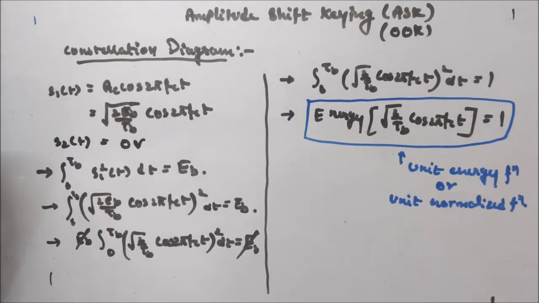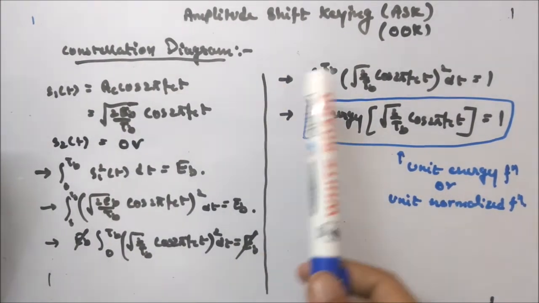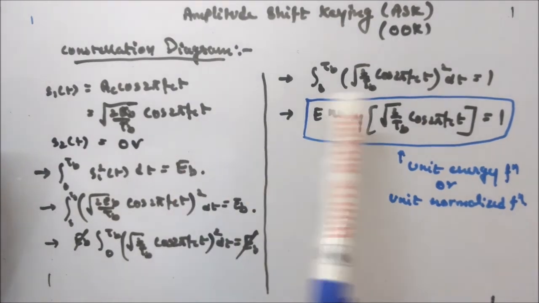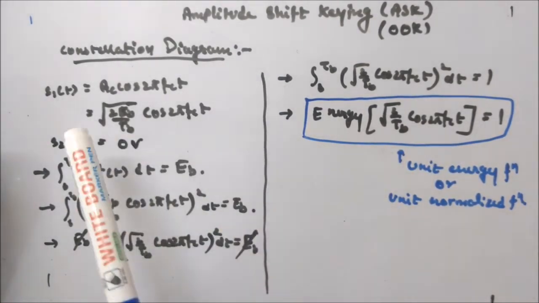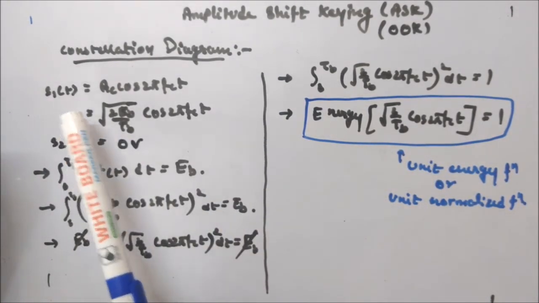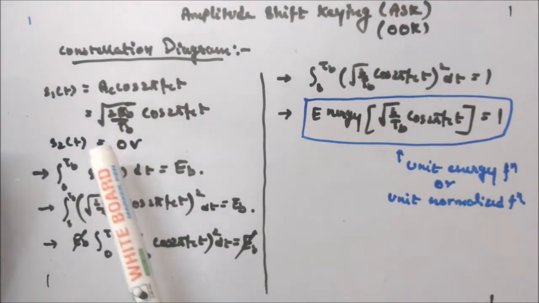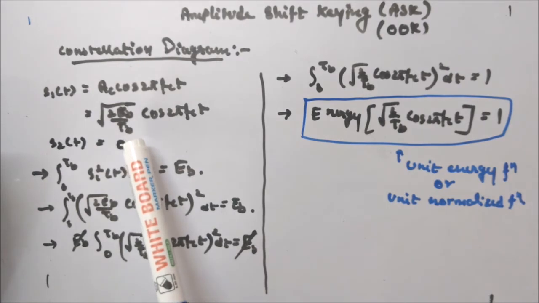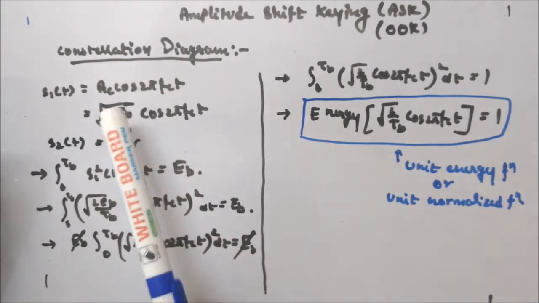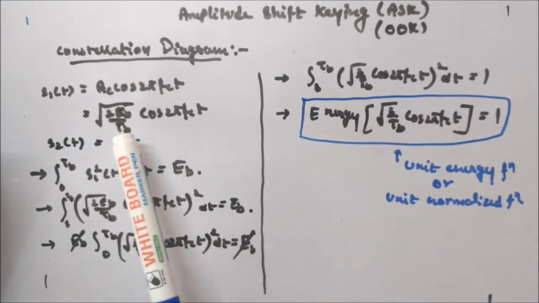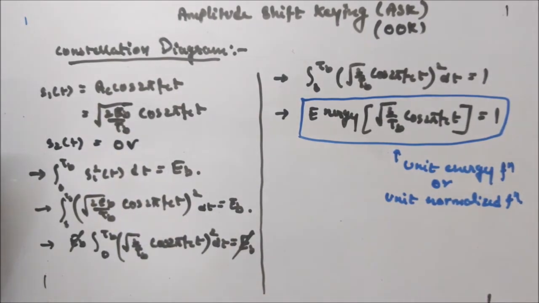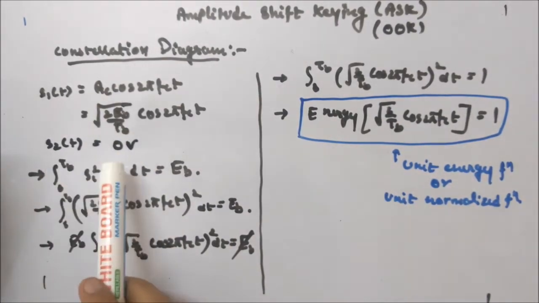Okay, so let's look at the constellation diagram of amplitude shift keying. For that you need to first understand this. We are representing S1(t) as Ac cos 2πfct, and just now we saw we can write Ac as the square root of 2Eb by TB, so S1(t) is the square root of 2Eb by TB times cos 2πfct. I replaced Ac with the square root of 2Eb divided by TB. Now S2(t) is our 0 volt.